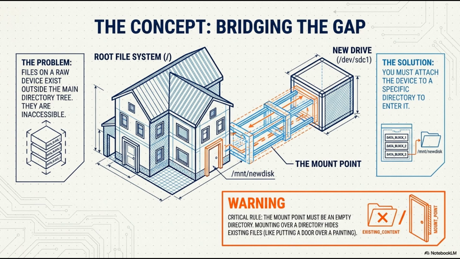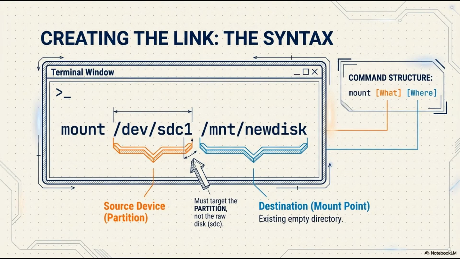Okay, let's move to slide 3. Creating the link: the syntax. We've got a terminal window graphic here. The syntax is, well, it's pretty straightforward on the surface. It's mount, then what, then where. The example is mount /dev/sdc1 /mnt/newdisk. But I'm looking at my quiz notes here, and there's a very specific trap related to that first part, the /dev/sdc1.